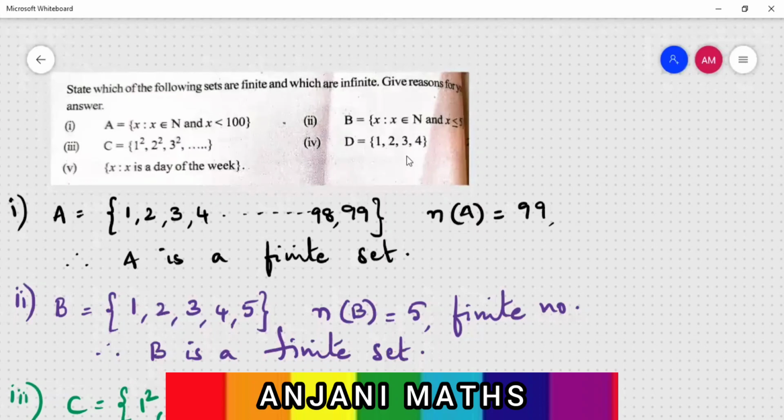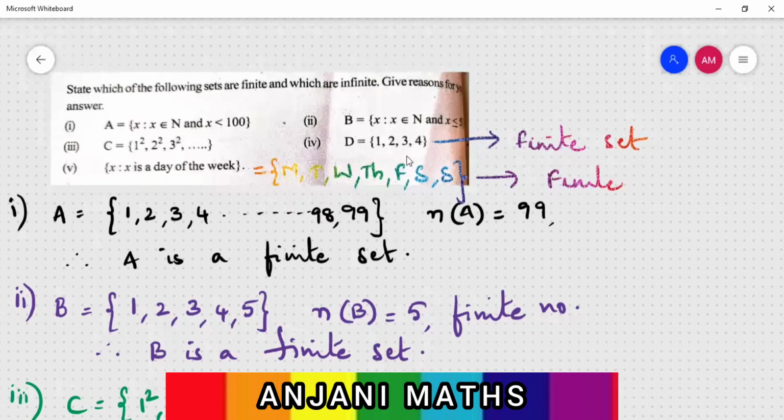What about D? It has only 4 elements, so it is a finite set. What about the fifth one? x such that x is a day of the week. How many days do we have in a week? 7 days: Monday, Tuesday, Wednesday, Thursday, Friday, Saturday, and Sunday. How many are we having? 7. So this is a finite set. So among all these, we have only one infinite set, that is C is equal to the set containing 1 square, 2 square, 3 square, and so on. So let us move to the next problem.